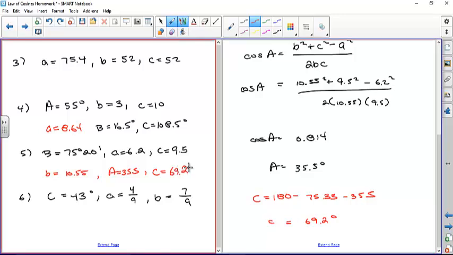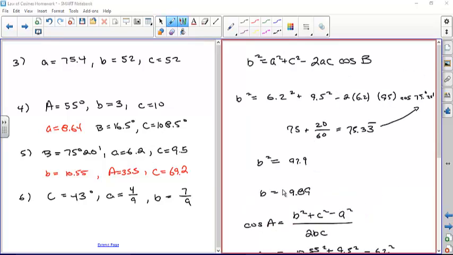69.2. So again, let's look at the magnitude of these things. So the smallest angle should have the smallest length, which is true. The next one should have the next higher length, which is true. And the largest angle should have the longest length. And notice that these are reasonably close to each other because the two angles are reasonably close to each other. So I believe that's correct. But since I have this, I can look it up. So let me just do that.